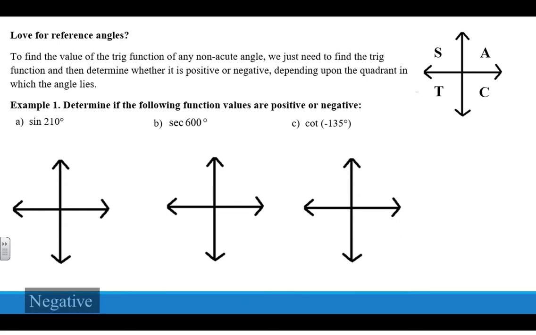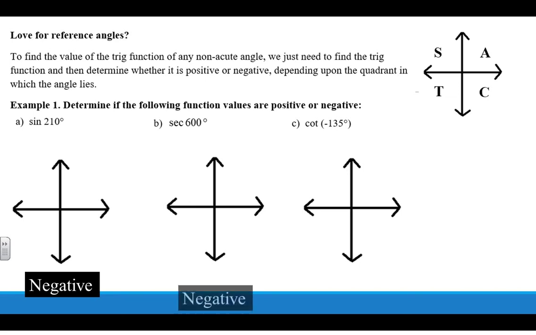Who's positive and where? Okay, yeah, so sine in 210 is going to be negative. So first we're finding who's positive or negative. We're in 210, we're here, so that's negative, because sine is negative there.